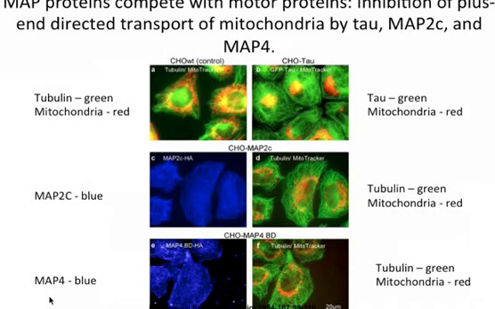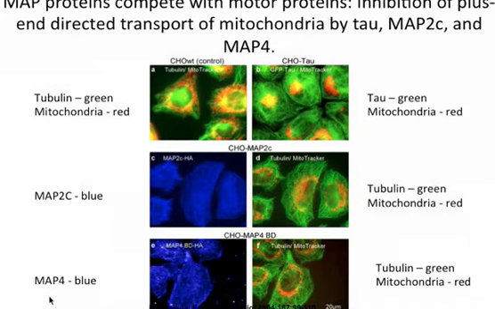And this is just them showing that they made stable cell lines. That means that they put the expression vector into the cells and they selected with antibiotics until they had a cell line that was always overexpressing their protein of interest. And you always have to show that when you're doing some kind of experiment because people say, how do I know it's there? So MAP2C is in blue, very nicely expressed, and MAP4. And then you can see the same thing here, right? So they're staining for tubulin and mitochondria.